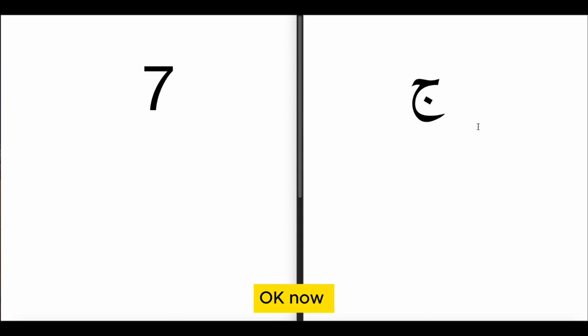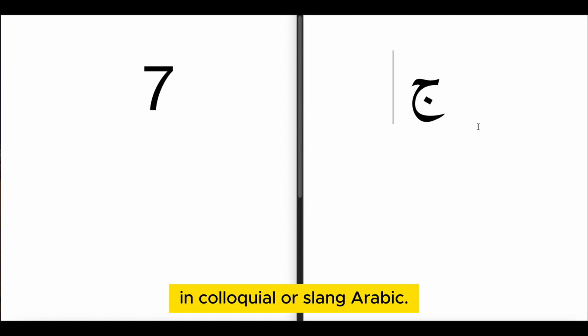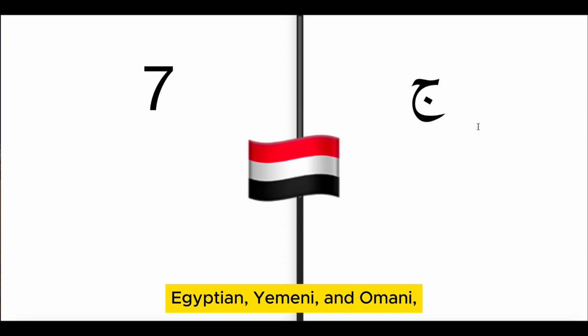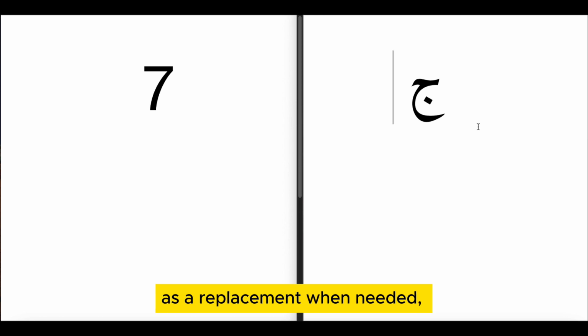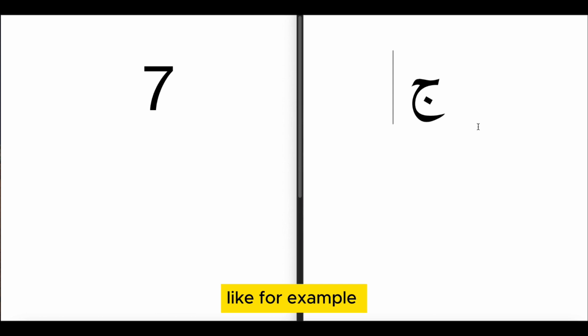So ja, okay? Now in certain accents, in colloquial or slang Arabic, especially Egyptian, Yemeni, and Omani, it's pronounced ga, like the G in the word girl. Now, there is no letter that is pronounced ga in Fusha. So Jeem is sometimes used as a replacement when needed. For example, when you want to write kilogram in Arabic, it's written kilogram.